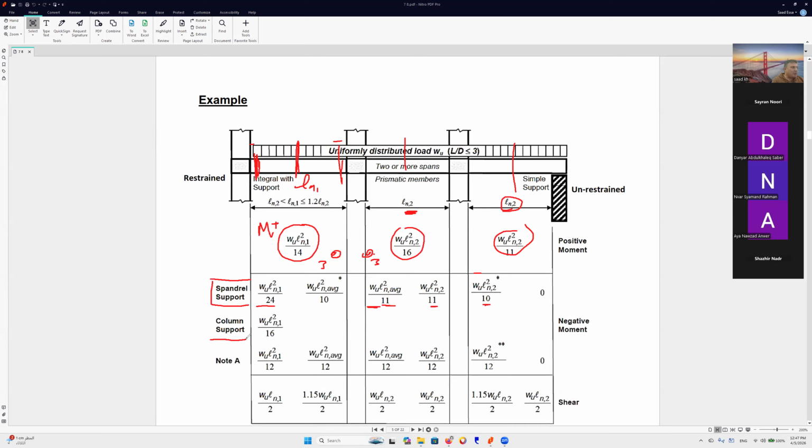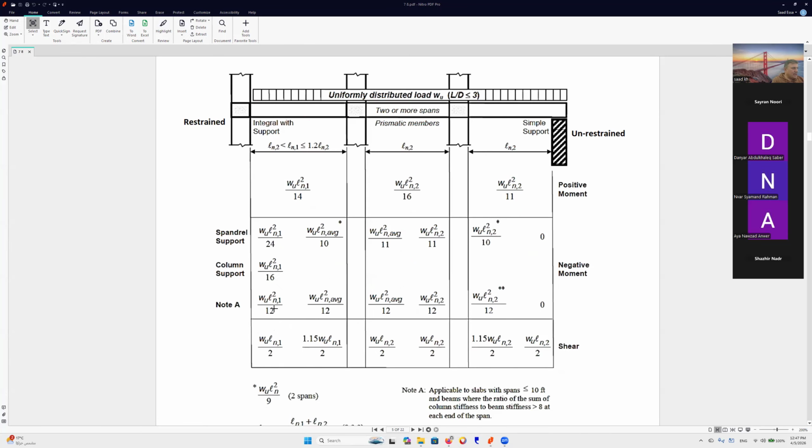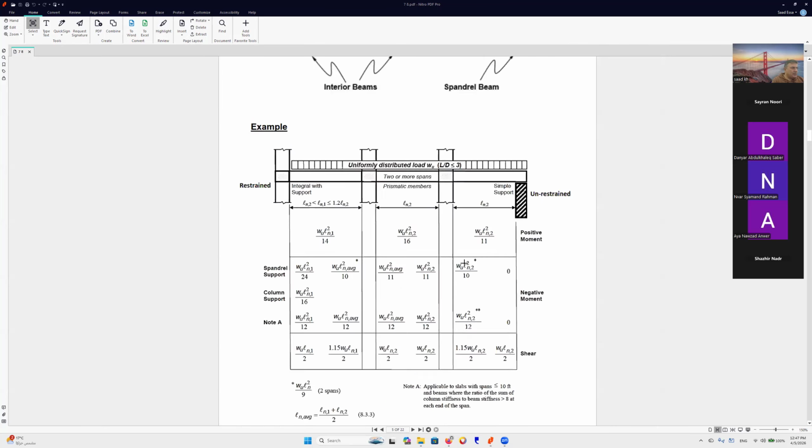What about if we have a column? If we have a column, it will be w Ln squared over 16, and the others are the same as this one. So here we have note A. What does note A mean? It is w L squared over 12 at each of these locations, and 0. Now let me go back and show you this one.